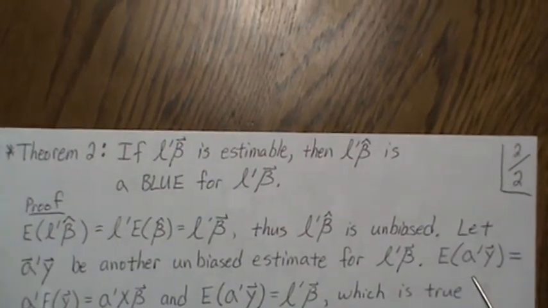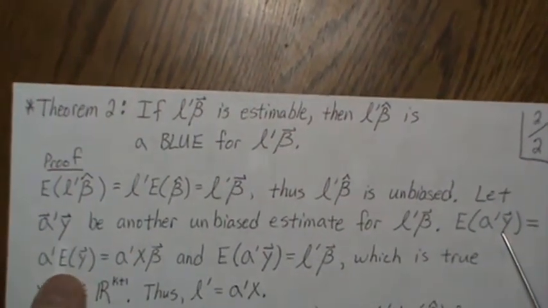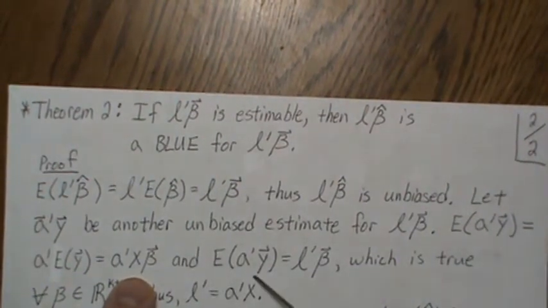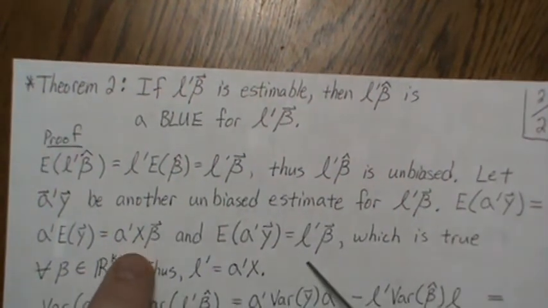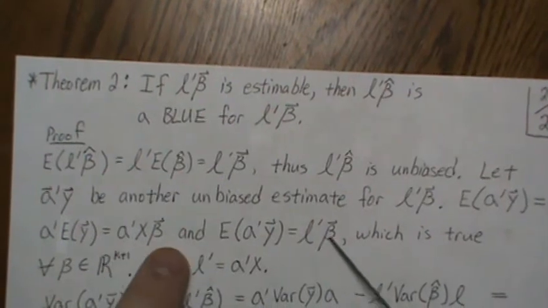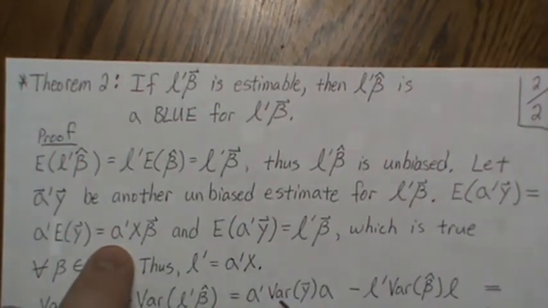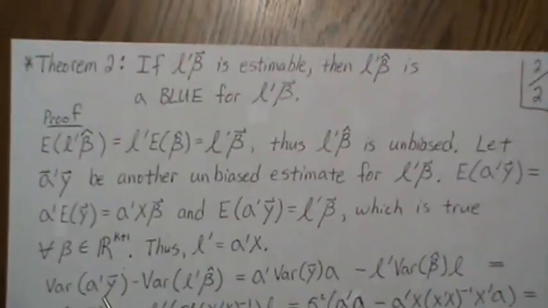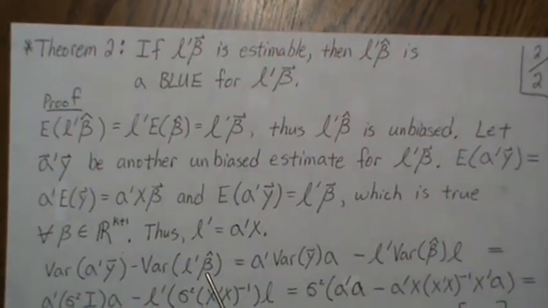So now let's let AY be another unbiased estimate for L beta. That says that the expected value of this linear combination is this, but we're saying it's unbiased, so this expected value is L prime beta. These two have to be equal, and this is true for any beta. So that says that L prime is equal to A prime X. It has to be.